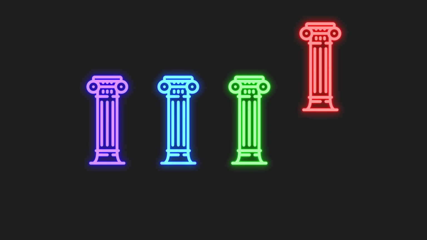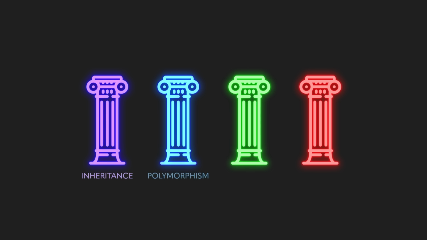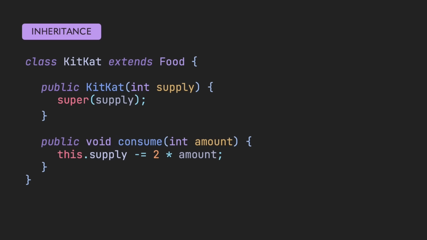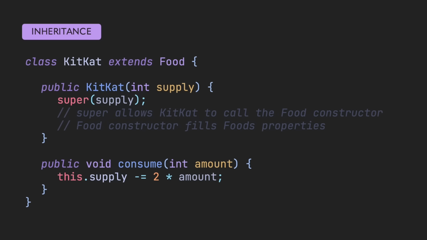Something you'll probably hear a lot related to object-oriented programming are its four pillars. These are inheritance, polymorphism, encapsulation, and abstraction. Inheritance is what I mentioned earlier about KitKat extending food. KitKats are still a type of food, so they should be able to take all the properties of food.